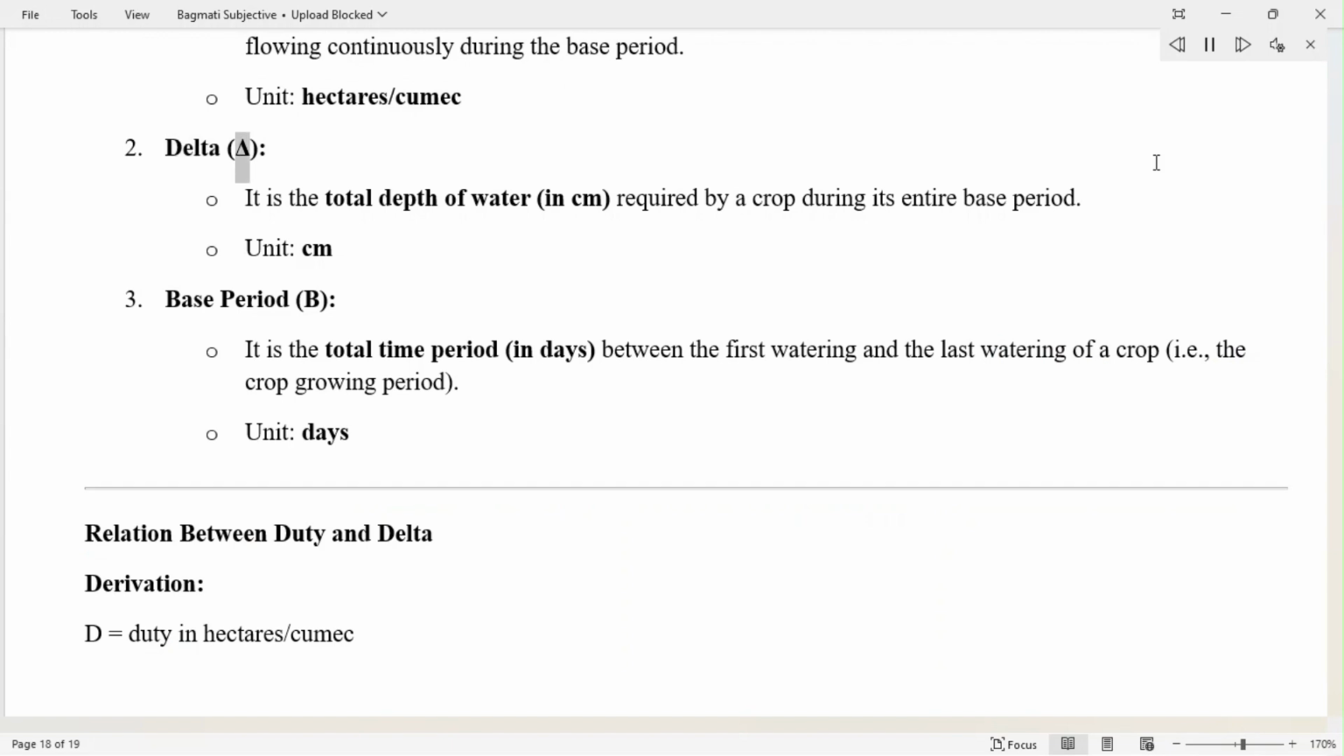Delta, Δ: it is the total depth of water, in cm, required by a crop during its entire base period. Unit: cm. Base period, B: it is the total time period, in days, between the first watering and the last watering of a crop, i.e., the crop growing period. Unit: days.